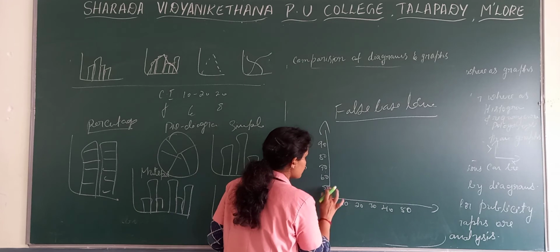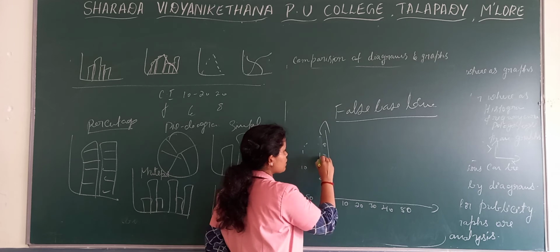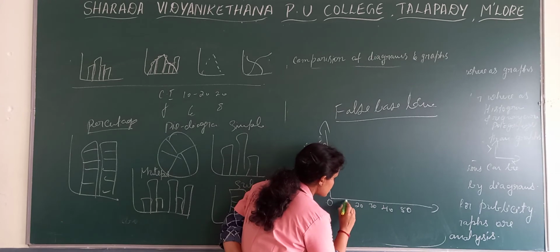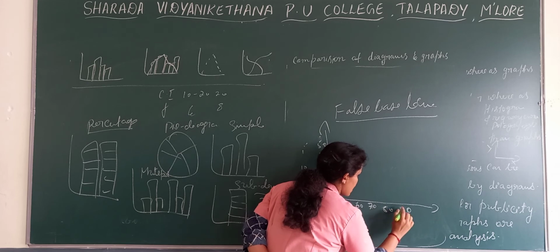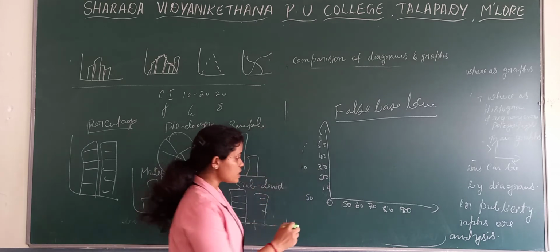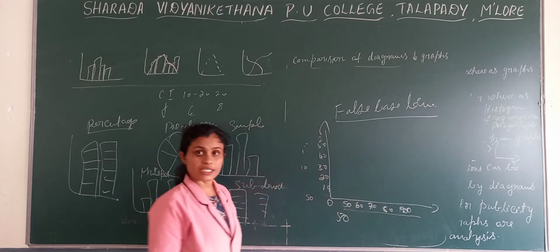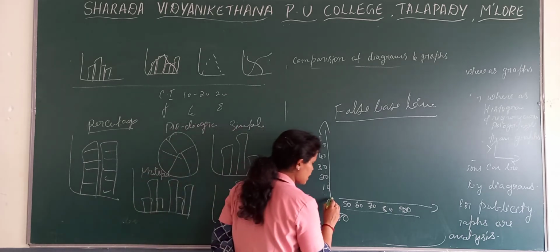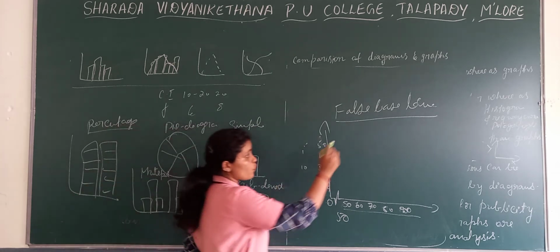Now we will make it vice versa. Here it is proper: 0 to 10, 20, 30, 40, 50. Here the difference is equal. Now here we are directly starting with 50, 60, 70, 80 and 90. Now see here. The gap between 0 and the first value is 50, and the gap between the rest of the values is equal. So it means we are not using scale here. So here also you need to show a kinked line.